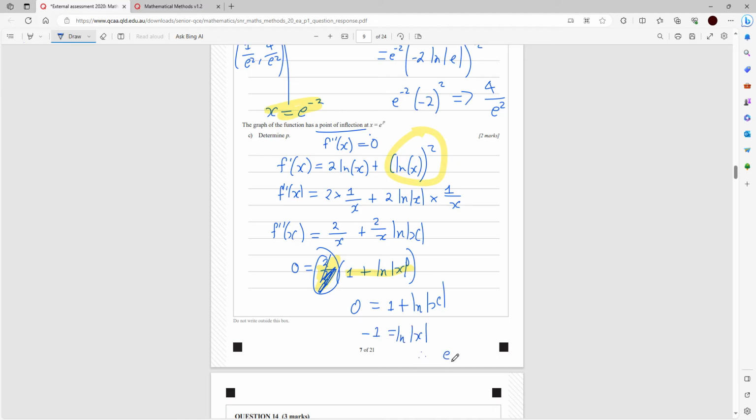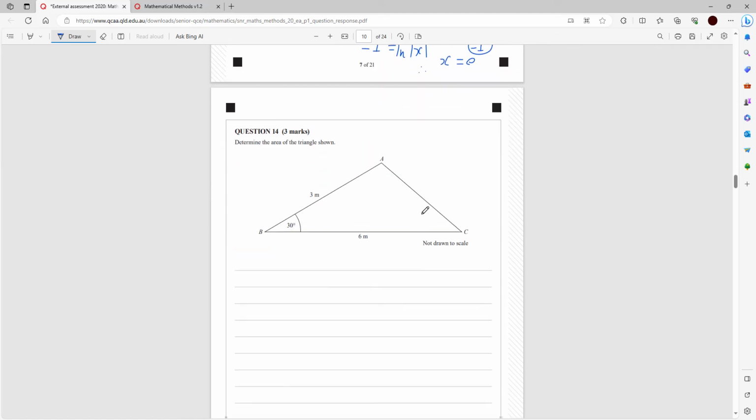That means x, oh, that's e, sorry. That means x is e to the negative 1. And they said there's a point of inflection at x equals e to the p. But we know what that p is, so p is negative 1. And that would be the answer to this. I'm surprised it's only 2 marks. But anyway. Moving on now to question 14.